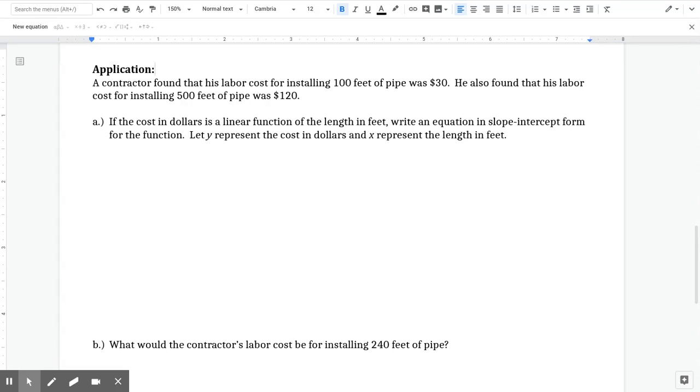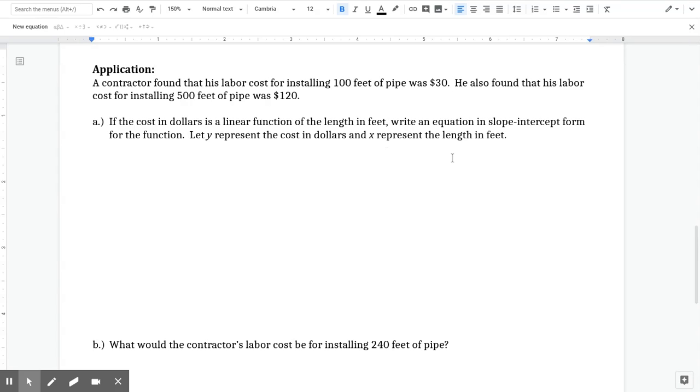For part A, we're given a scenario: if the cost in dollars is a linear function of the length in feet, write an equation in slope-intercept form for that function. Let y represent our cost in dollars and x represent the length in feet. So a couple key pieces of information. We're told that this is a linear relationship, and we're told what our variables are. Anytime we see a cost in dollars, we know that's a y value, and anytime we see a length in feet, that's an x value.